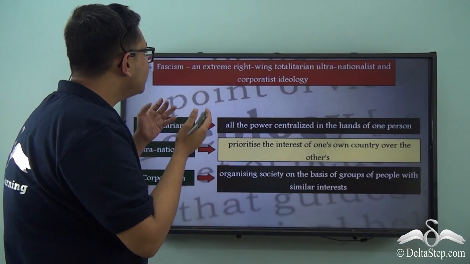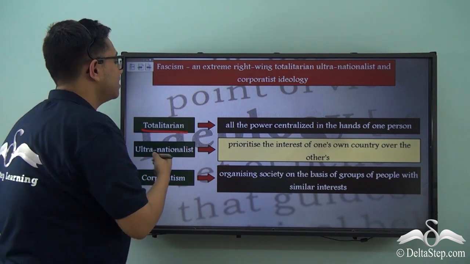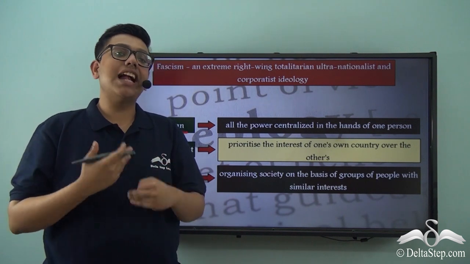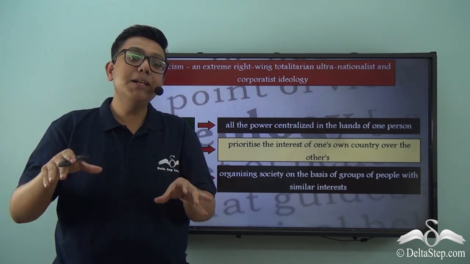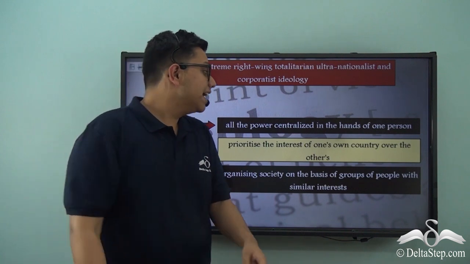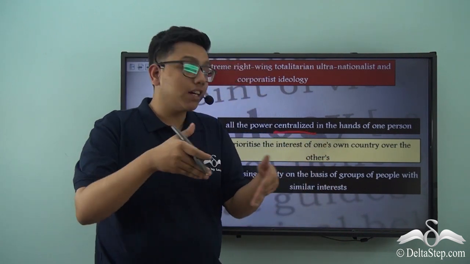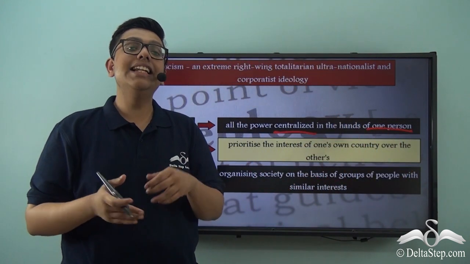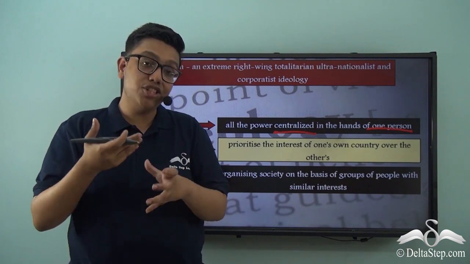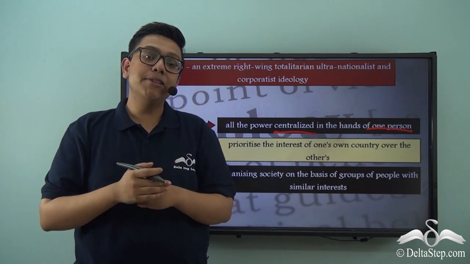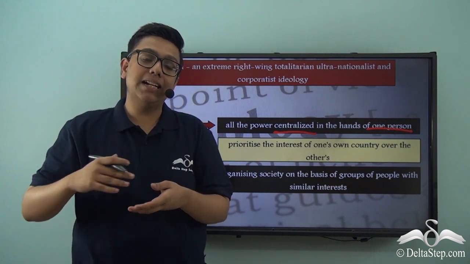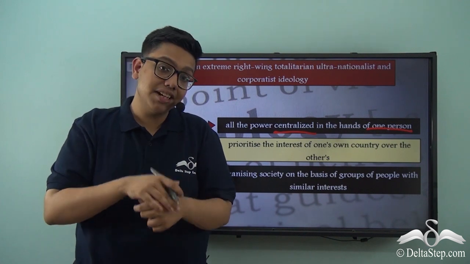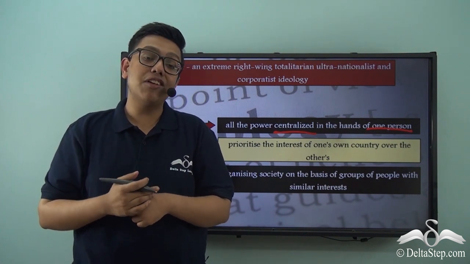Now, as mentioned, fascism happens to be a totalitarian ideology. Now, total means absolute or complete, and therefore, in a totalitarian state or ideology, all the power, especially political power, is centralized or focused in the hands of one person, the leader of this particular totalitarian regime. And this person is above all the other people in the state, and everyone else is his subject and therefore subservient to him and can never oppose whatever the leader says.